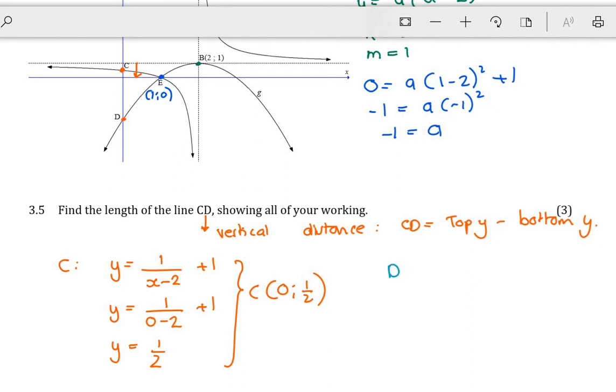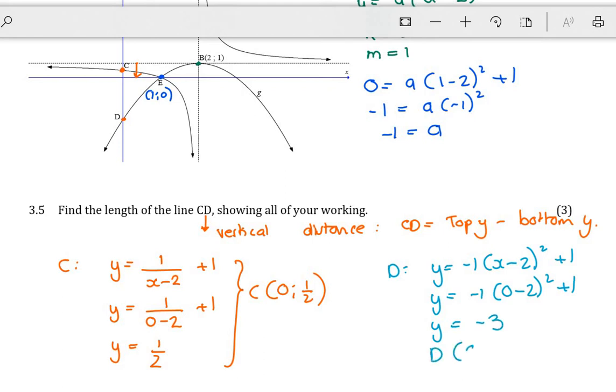Okay, now to find D. D's coordinates are fairly easy as well. I know that the parabola is minus 1 times (x minus 2) squared plus 1, and I'm going to make x 0. So it's minus (0 minus 2) squared plus 1. Again, I would use my calculator, but I get negative 3. So I know that D is the point 0, negative 3.